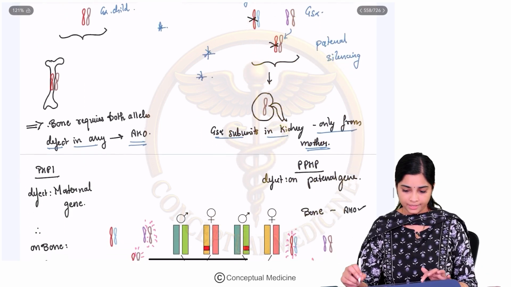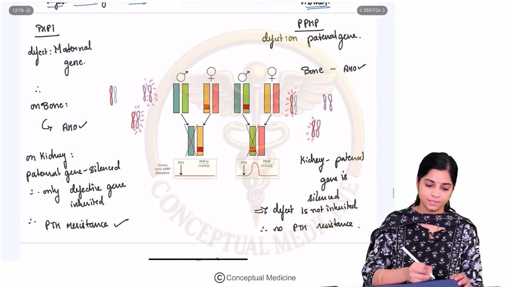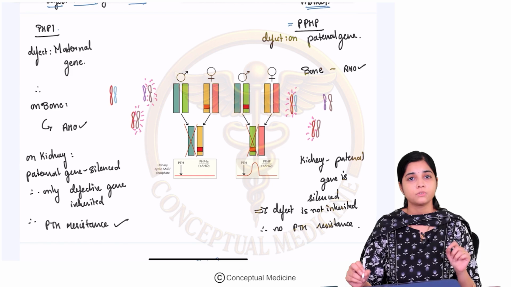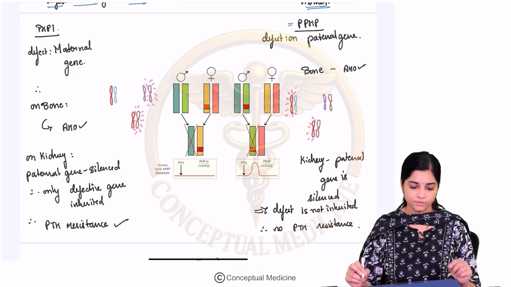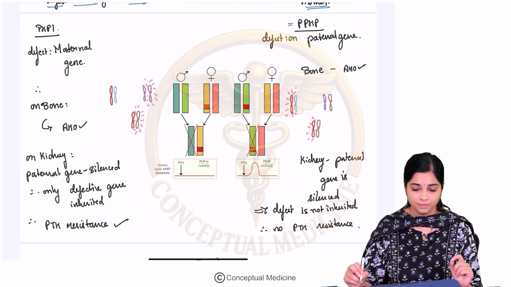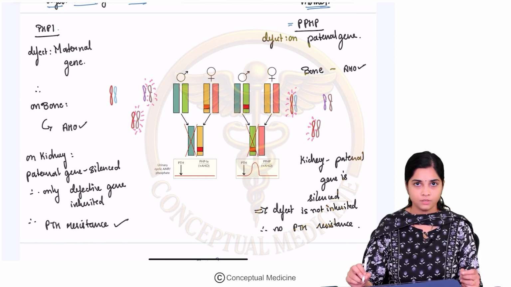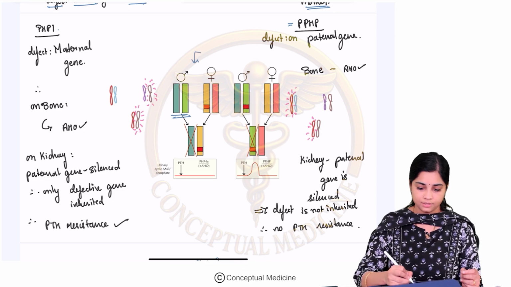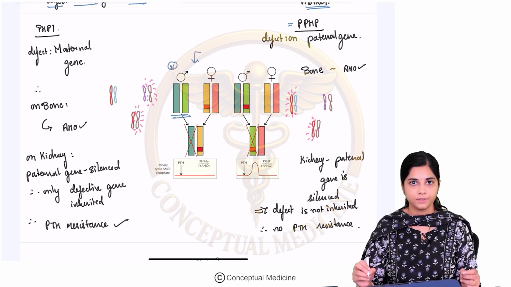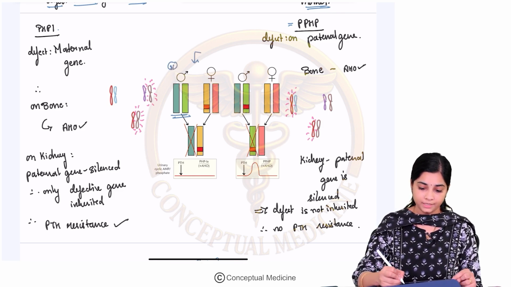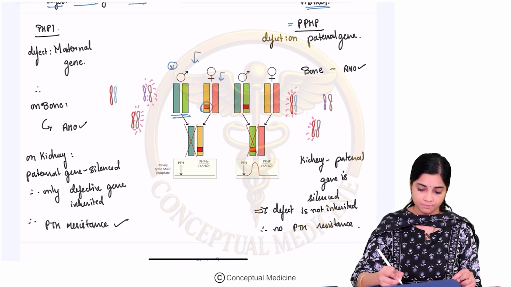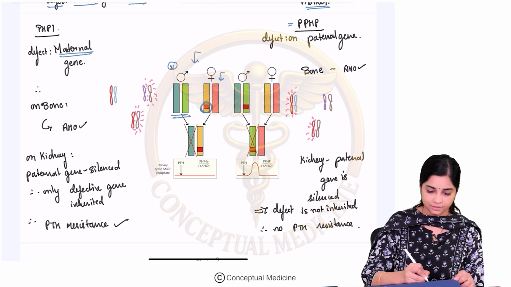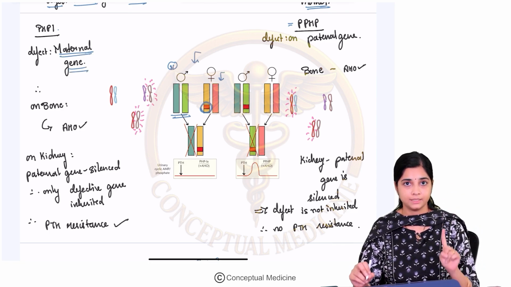Now let us look at how pseudo-hypoparathyroidism type 1 is different from your PPHP, which is your pseudo-pseudo-hypoparathyroidism. So in your pseudo-hypoparathyroidism type 1, let us look at the genes here. So this is your father. The gene here is normal. Okay. So here, where is the defect? The defect is in the maternal gene. So where is the defect in pseudo-hypoparathyroidism type 1? It is in the maternal gene.